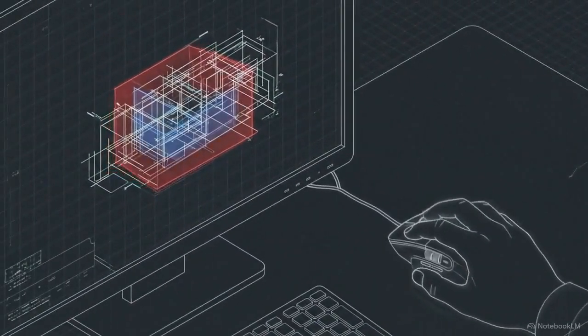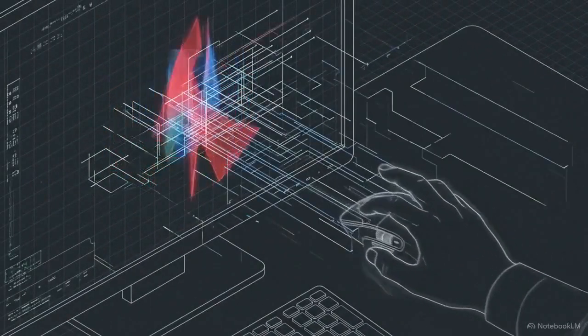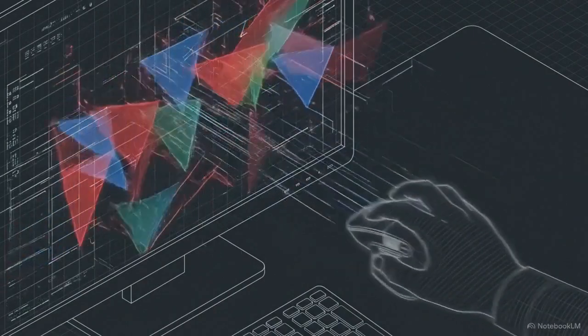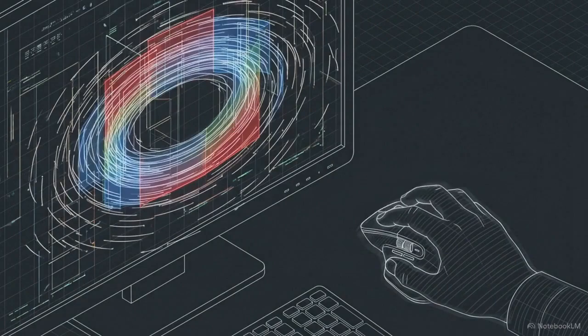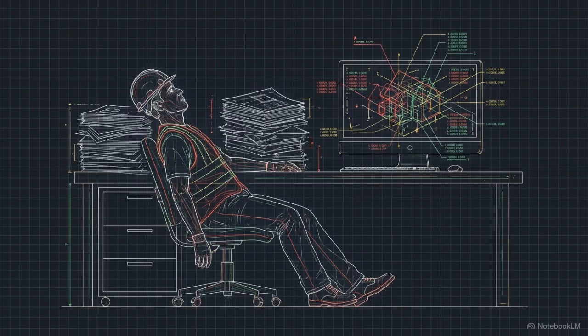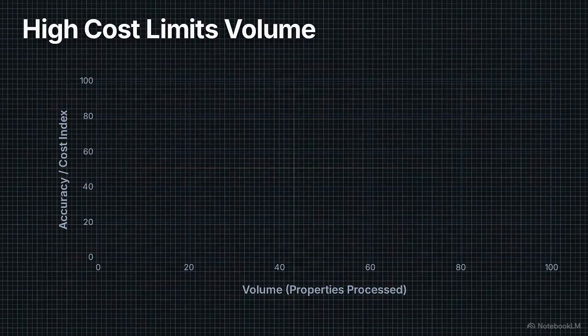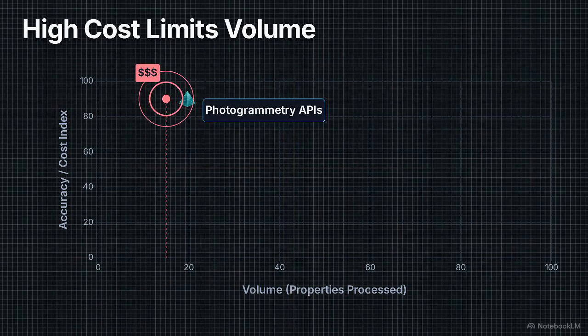This footage shows the core engineering bottleneck in property technology: converting unstructured real-world data, like photos, blueprints, and addresses, into structured, bid-ready quantities. Manual takeoff from digital PDFs takes hours of tedious clicking for a single property.